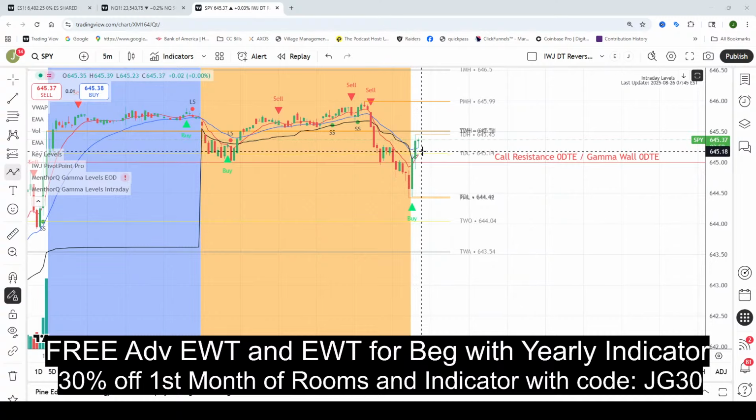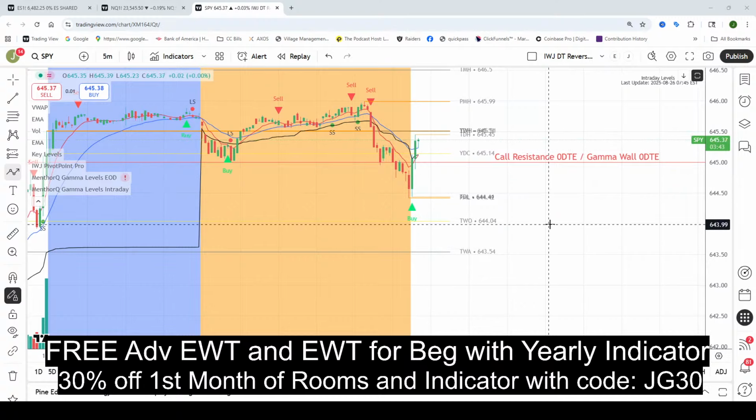So there's a back test of the 21. We'll see if they can fully hold. Right now they've back tested and held, and are trying to hammer out this candle. So that would be a bullish sign as well.